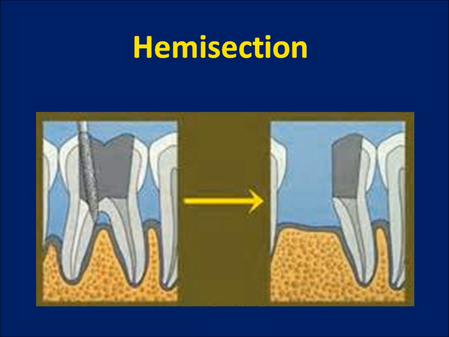Number three, hemisection and root amputation. When part of the tooth is unrestorable, it is possible to extract this part and leave the rest of the tooth functional. These procedures are possible for many reasons. A, endodontic reasons: separated instrument, root perforation, and obstructed canal. B, periodontal reasons like furcation involvement and severe periodontal disease of one root.